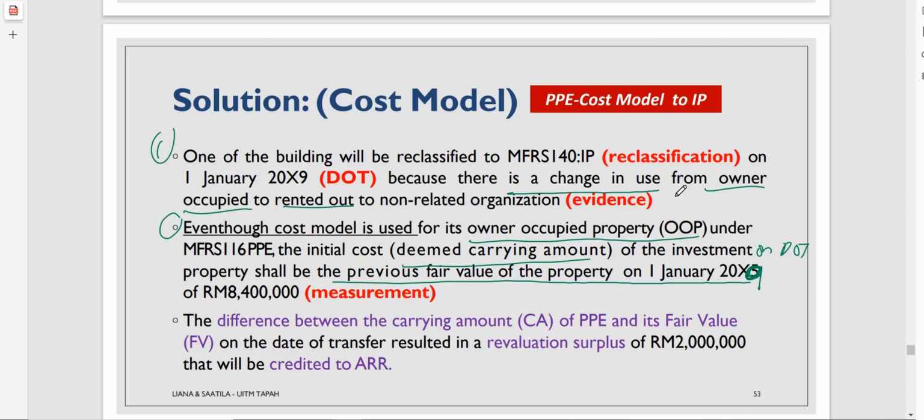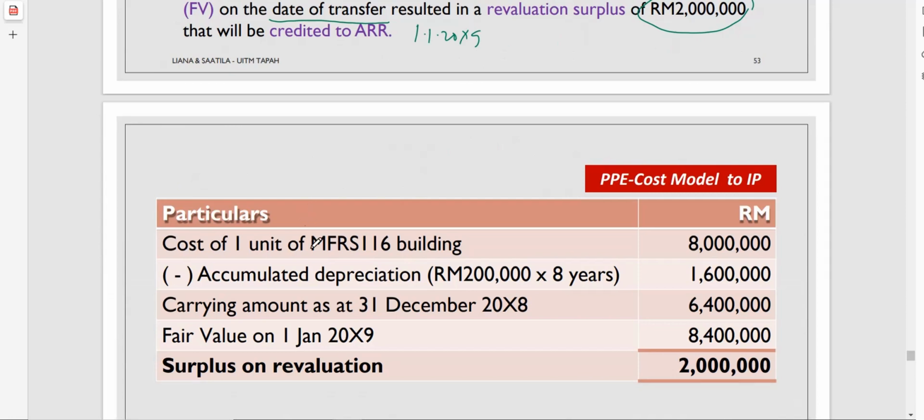The difference between the carrying amount of PPE and the fair value on the date of transfer, again, the date of transfer was 1st of January 2000 X9, will result in a revaluation surplus. So let's see how we get this, starting from the working. First is the surplus on revaluation on 1st of January 2000 X9. How do you do that? First is to put the cost and then find out the depreciation for that 8 years.